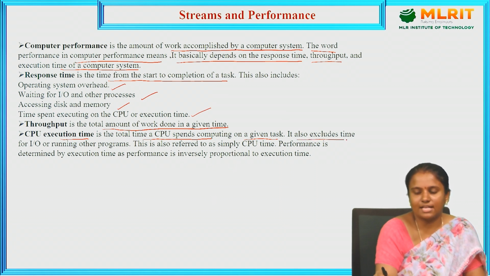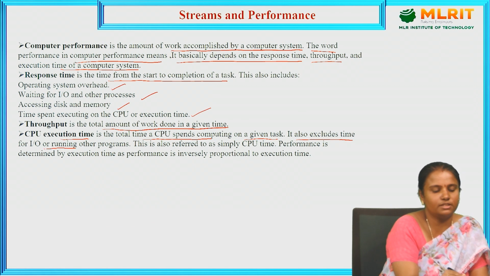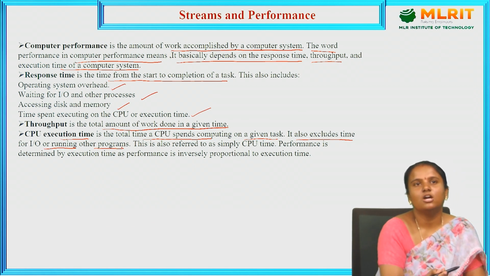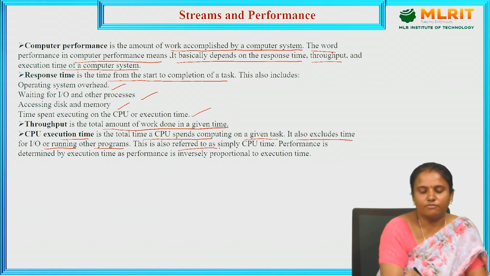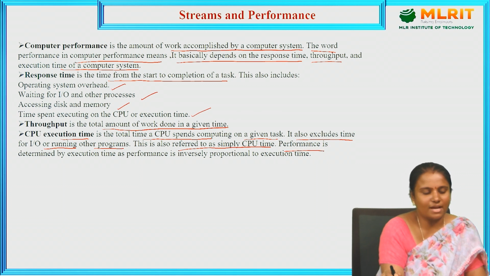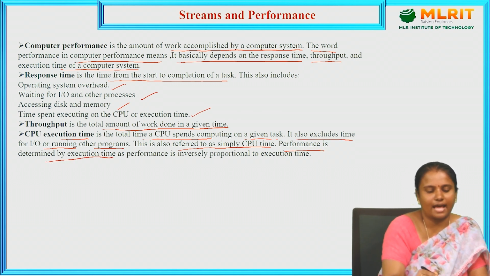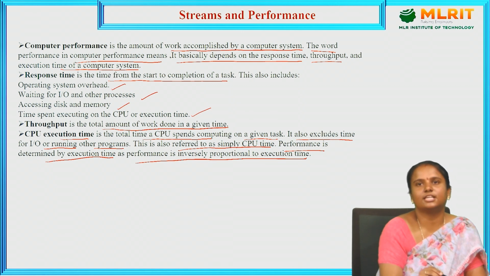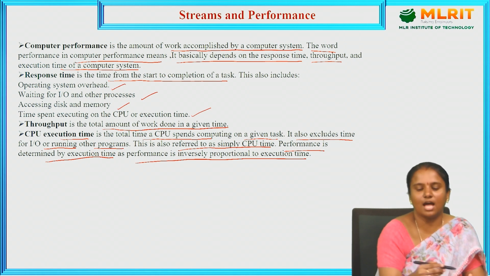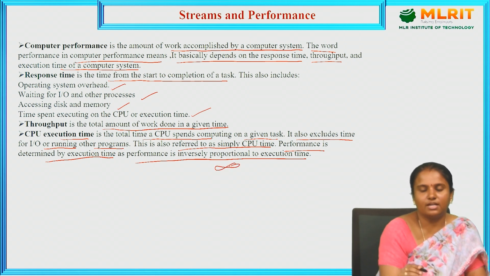It also excludes time for input, output, or running other programs. This is also referred to simply as CPU time. Performance is determined by execution time, as performance is inversely proportional to execution time. So it is inversely proportional.